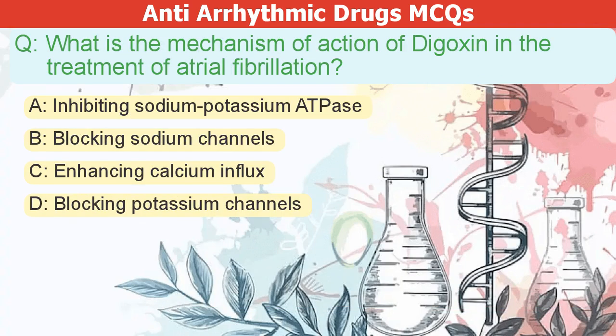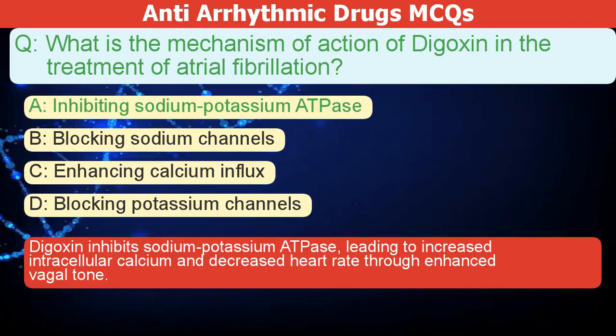What is the mechanism of action of digoxin in the treatment of atrial fibrillation? A. Inhibiting sodium-potassium ATPase. B. Blocking sodium channels. C. Enhancing calcium influx. D. Blocking potassium channels. The correct answer is A. Digoxin inhibits sodium-potassium ATPase, leading to increased intracellular calcium and decreased heart rate through enhanced vagal tone.